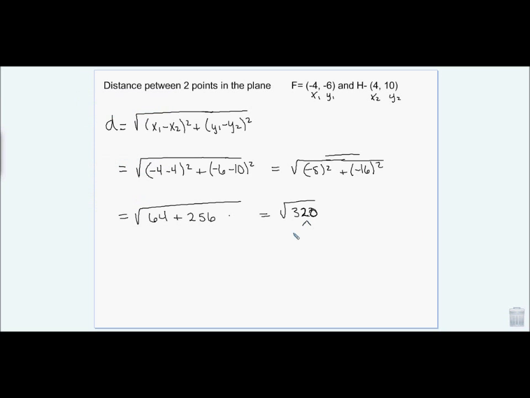Now we can simplify this. I know it'll divide by 10, so I could do 32 times 10, which is 2 times 16, which is 2 times 8, 2 times 4, 2 times 2, and then 10 is 2 times 5. I have 3 pairs of 2's with a random 5 left over. So this distance is 2 times 2 times 2, so that's 8 times the square root of 5.